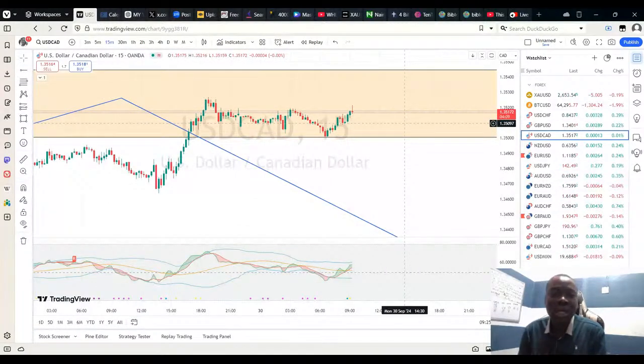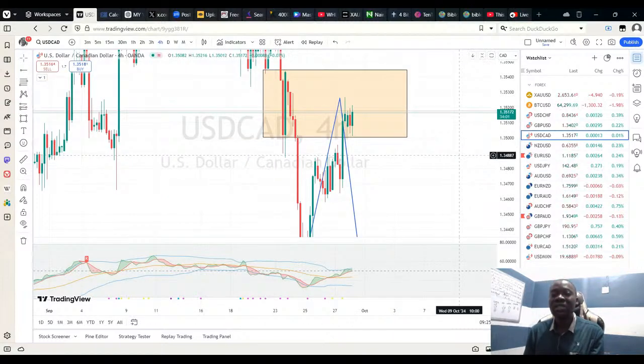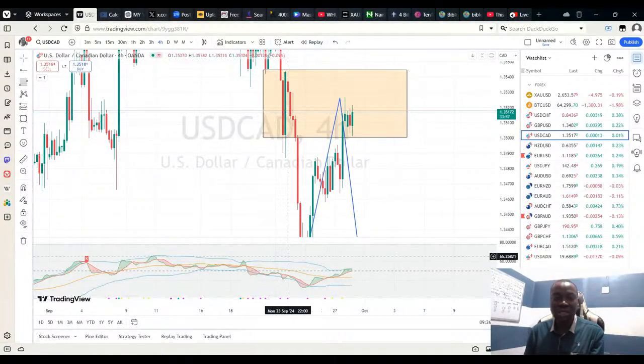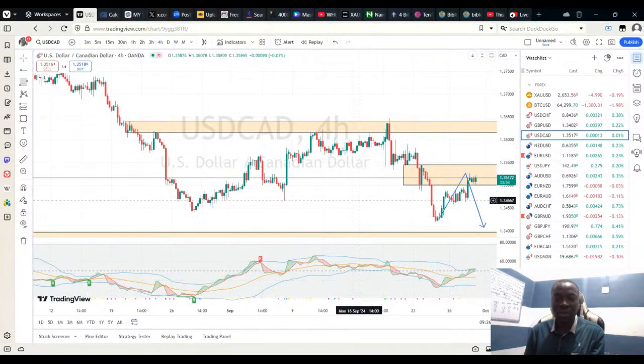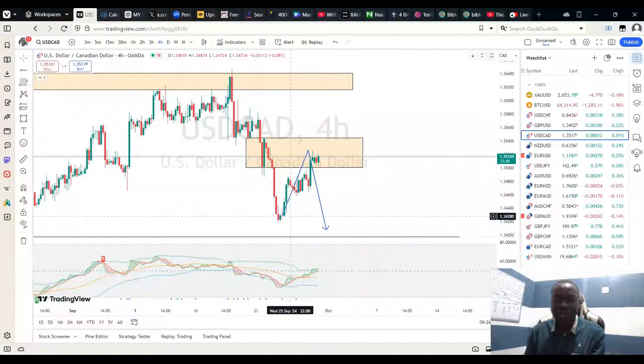So on USD CAD, I'm still expecting a sell momentum at the price of 1.3540 or 1.3550. That is where I'm still expecting a sell momentum to play out from. And if they give us that, then I'll be expecting my TP1 at the price of 1.3420. 1.3420. So far, so good.